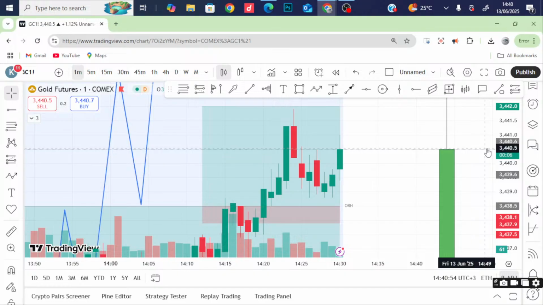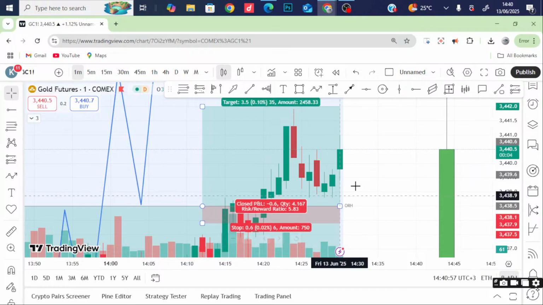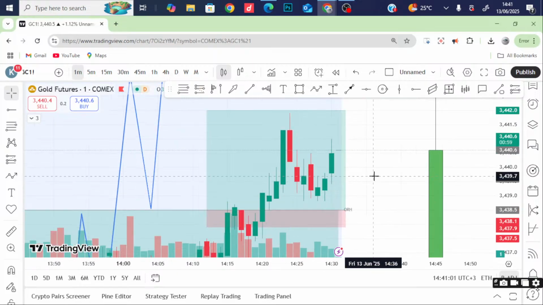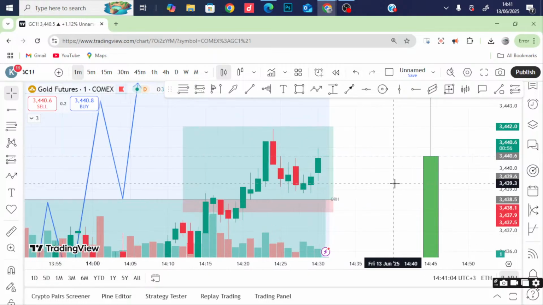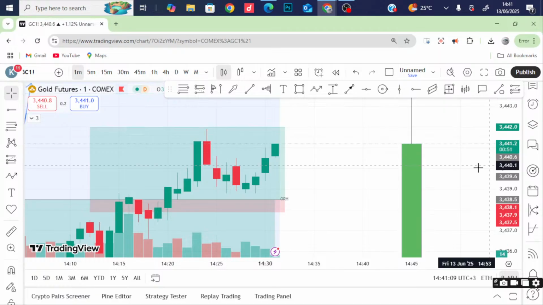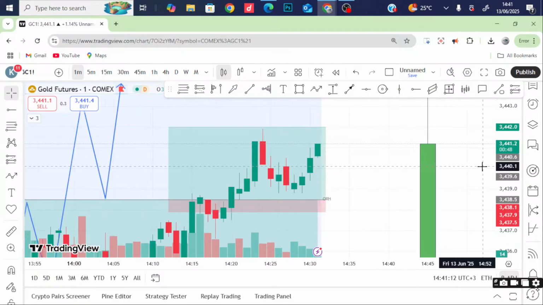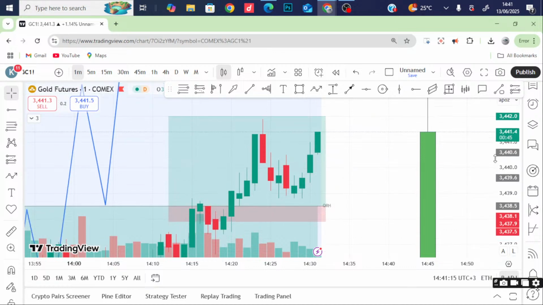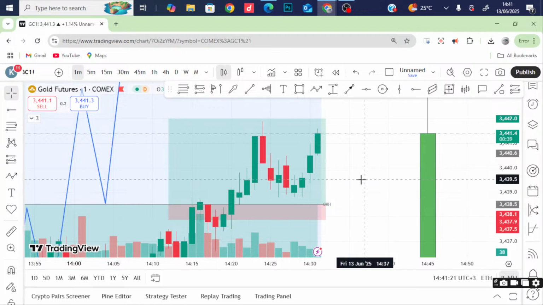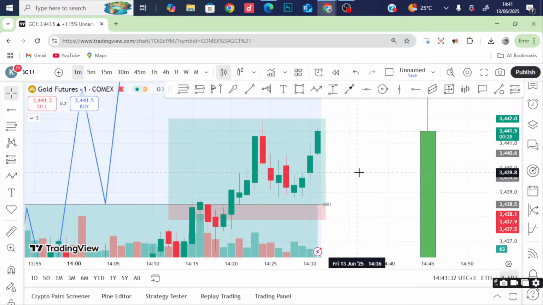Ooh, it did hit our stop loss. It didn't hit our stop loss. I had told you. I'm going to show you how this strategy works. As you can see, this is how the strategy works. Simple and clear. Very simple, very clear, very effective, very efficient.